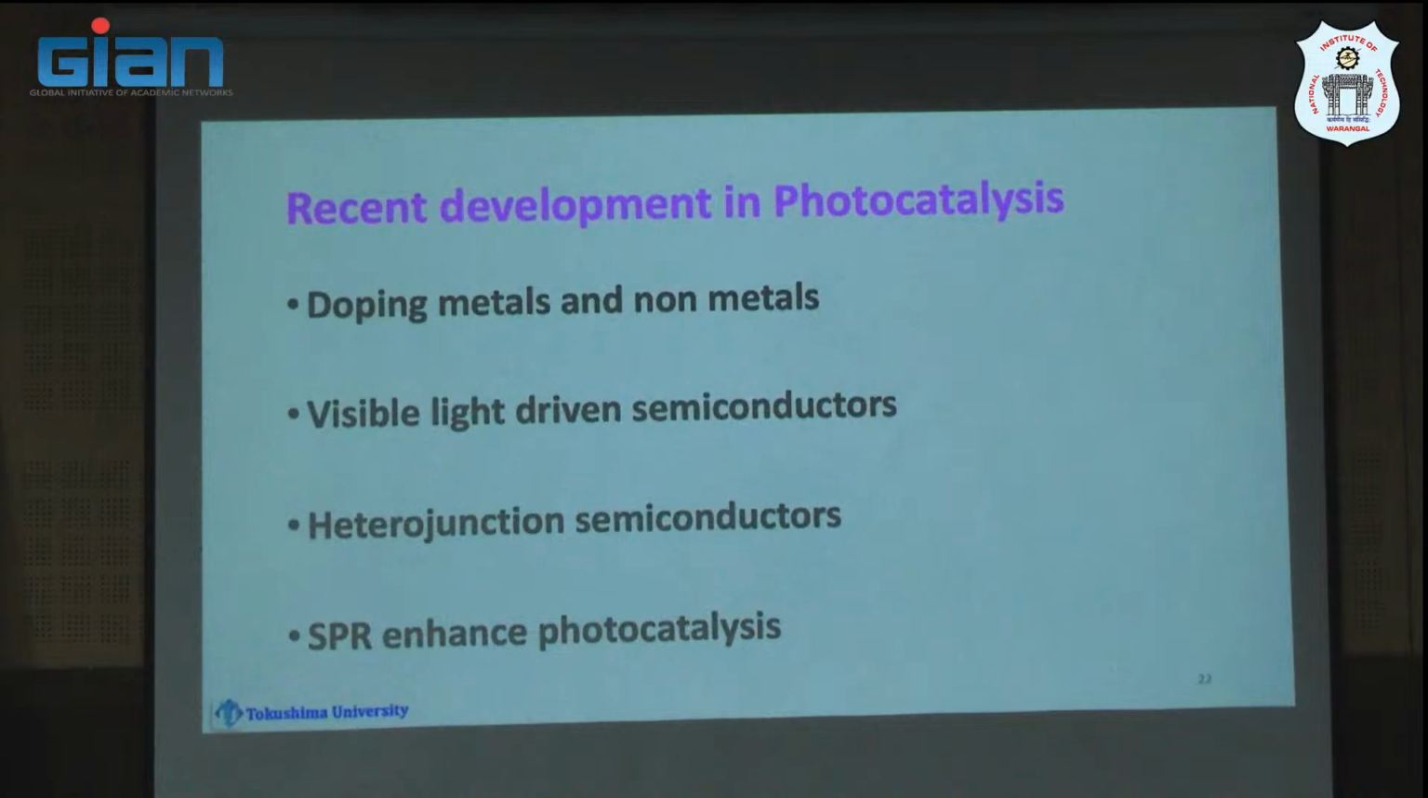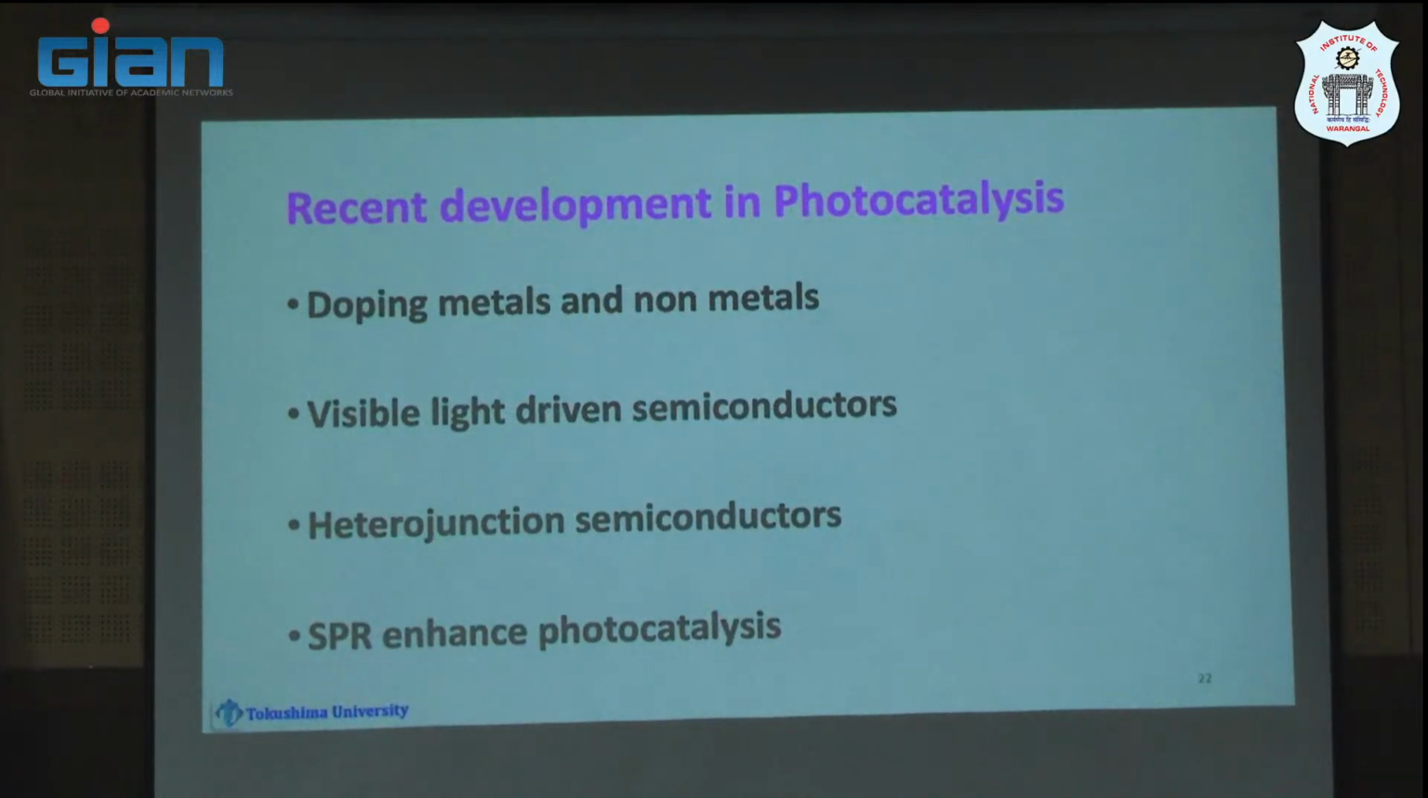And after that, people started to work on photocatalysis by doping metal or non-metal, and visible light driven semiconductors. Semiconductor means some kind of oxide material, TiO2, SiO2, WO3, and doping with metals like Ag, Au, or some non-metal, zinc, and so on. Heterojunction semiconductor. Initially, they worked individually, metal or semiconductor.